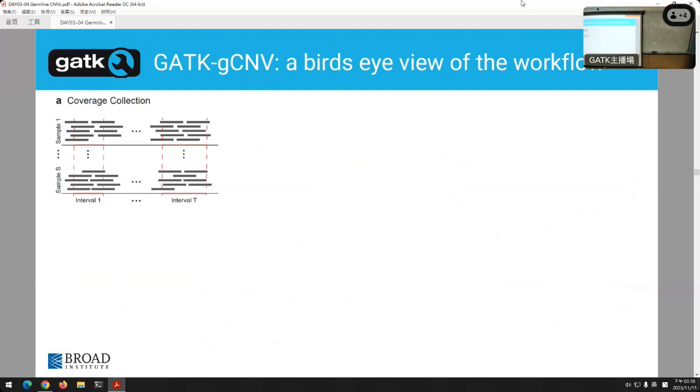So based on those assumptions, which really come from our biological understanding of copy number variants, that is what informs the framework of our model. And then what does the actual GCNV pipeline look like based on that? We start with coverage collection.